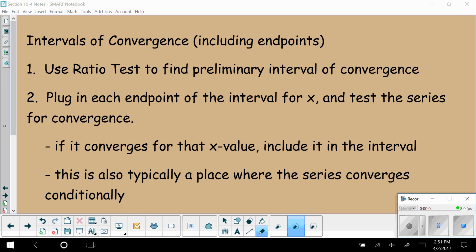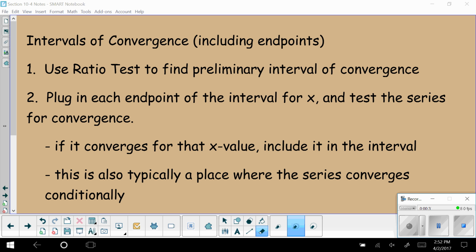So the method we want to use to test for absolute and conditional convergence is how we find our final interval of convergence, which we have to take into account our endpoints. If we're asked to find an interval of convergence, we have to worry about whether the endpoints should be part of it as well. A very common mistake is that people just stop at doing a ratio test and never check the endpoints.